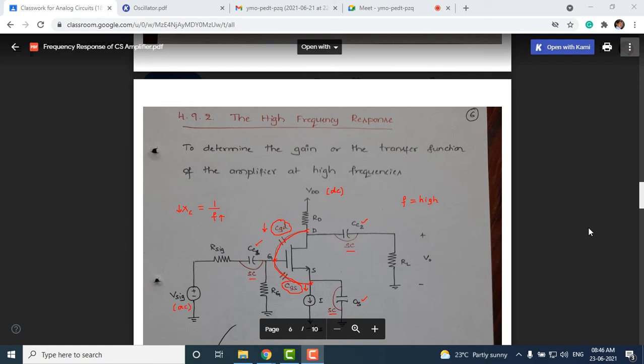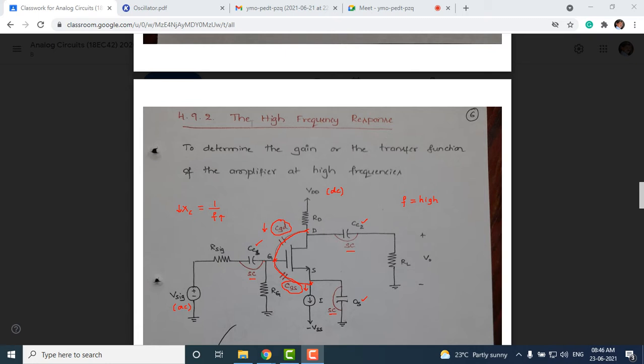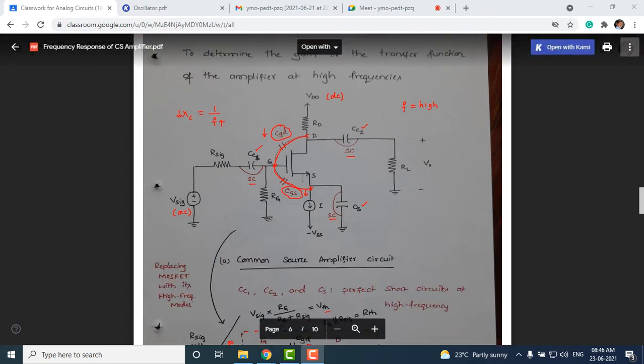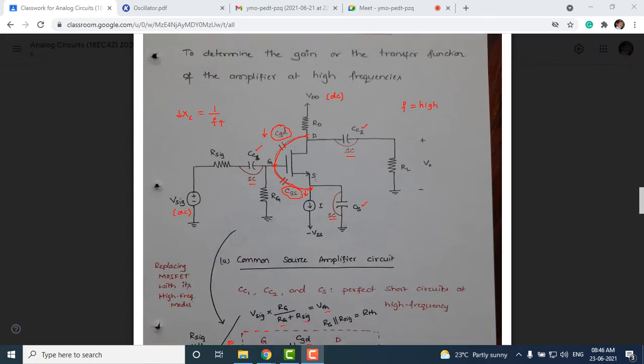I hope everybody recalls where we stopped last class. This is high frequency response we covered in the last class, and we talked about the capacitances that are creating problems at high frequency. The capacitances such as gate source capacitance and gate to drain capacitance impose problems when the input signal frequency is very high.